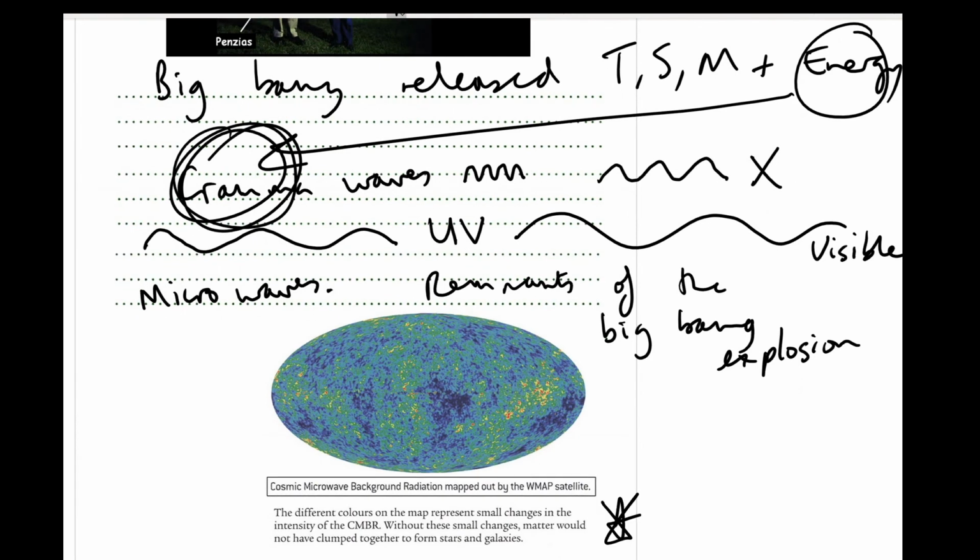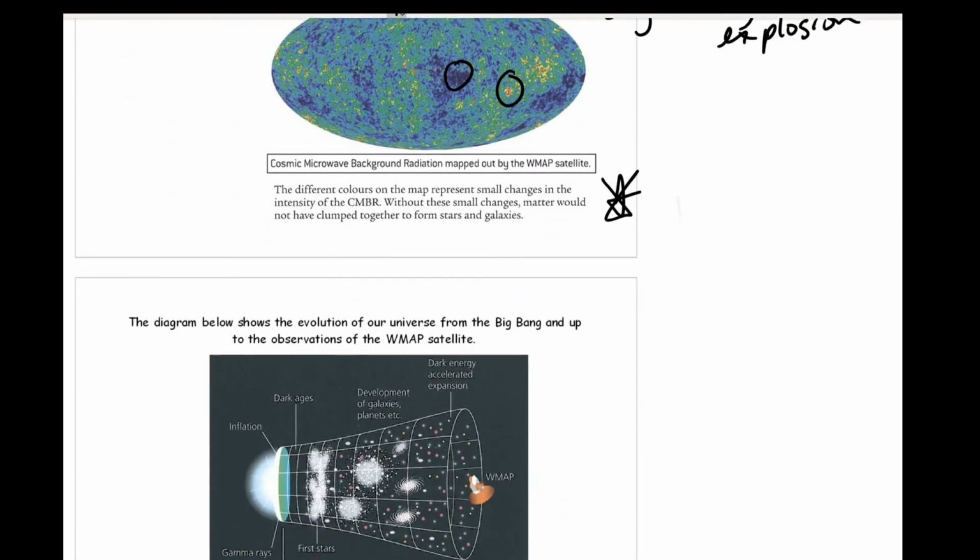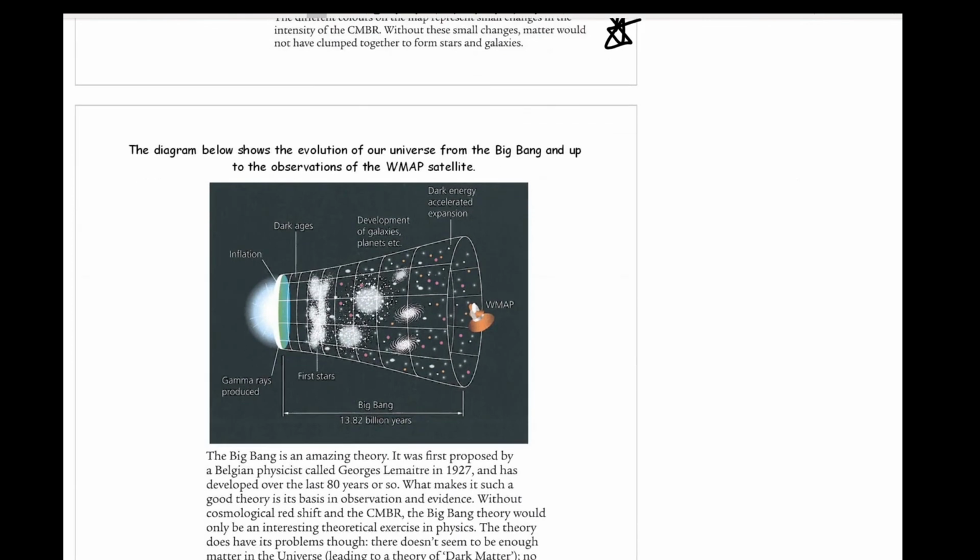This is a map that represents small changes in intensity of cosmic microwave background radiation. High density here, lower density regions here. Without these small changes, matter would not have clumped together to form the stars and galaxies, so it was necessary for our universe to be created.